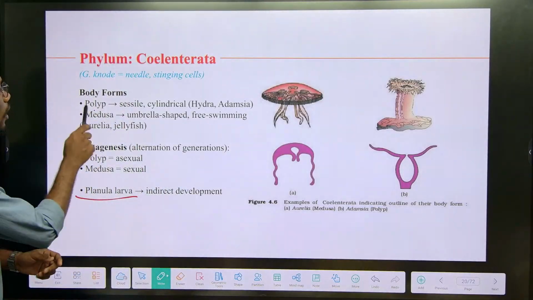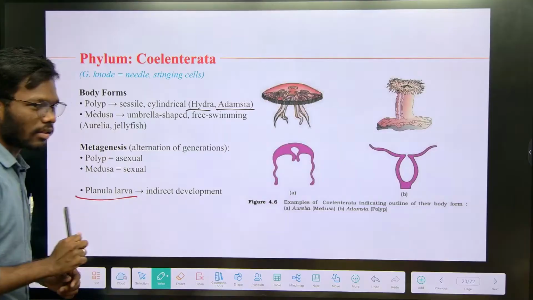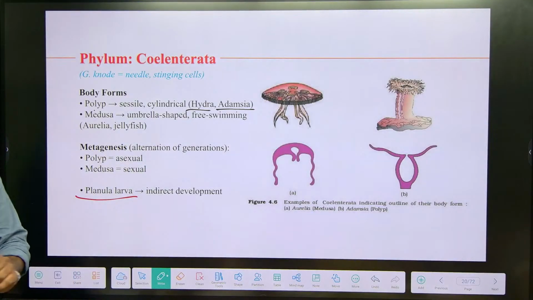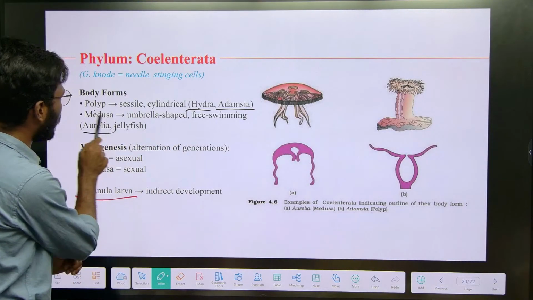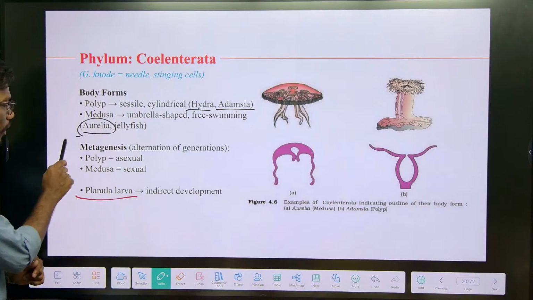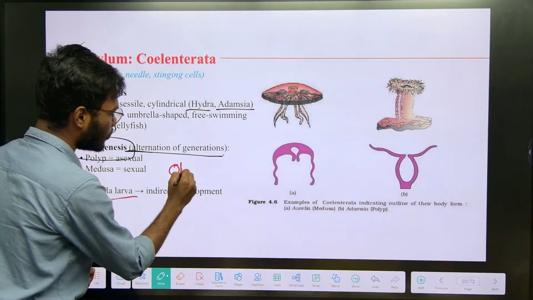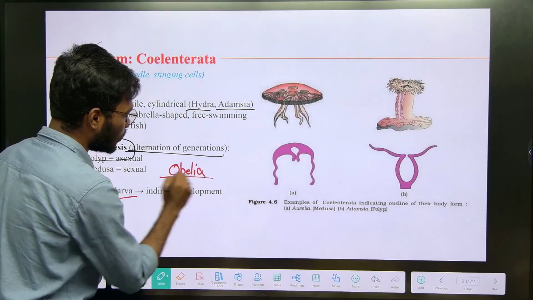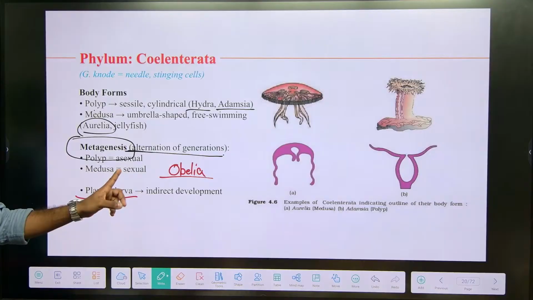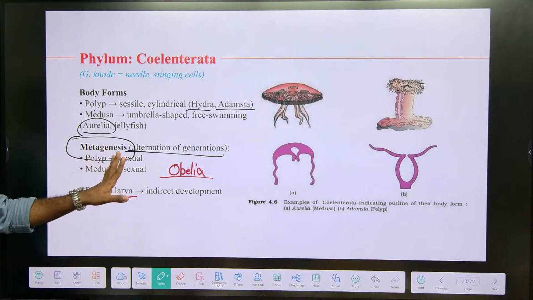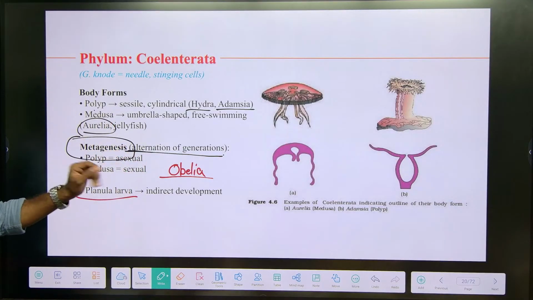Hydra and Adamsia are examples for the polyp form only, whereas medusa forms are Aurelia and jellyfishes. Coming to metagenesis, alternation of generation, it is Obelia. This is an example for polymorphism. Metagenesis example is Obelia. You have to remember this.